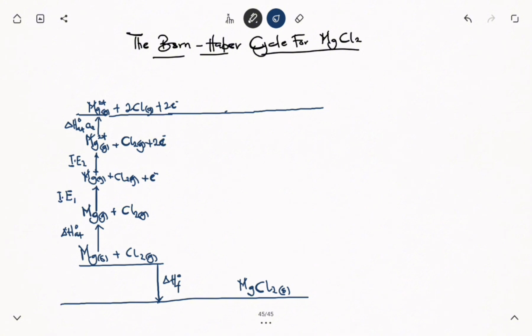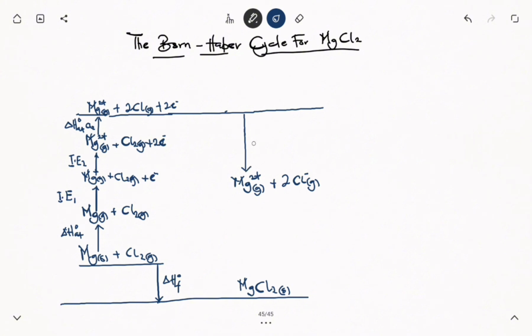So what is going to happen is we are going to have magnesium 2+ in a gaseous state, and then we are going to have two chloride anions, two chloride anions in a gaseous state as well. Now I said the energy here is the electron affinity.